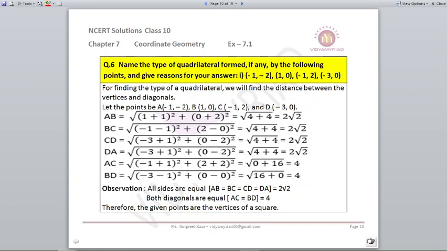So here the 4 vertices are given to us. Let A be (-1, -2), B be (1, 0), C be (-1, 2) and D be (-3, 0). We are going to find out all the sides, that is AB, BC, CD, DA, and the diagonals AC and BD. When you solve it, you will get that all the sides are equal, which is 2 root 2, and even the diagonals are equal, which is 4. So when the sides are equal and diagonals are equal, it means it is a square.